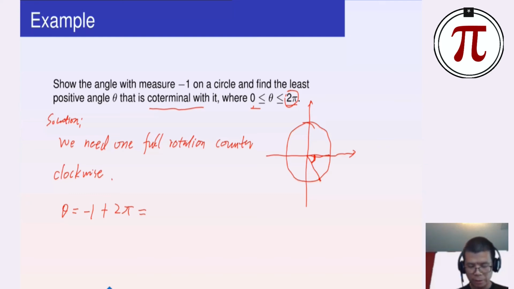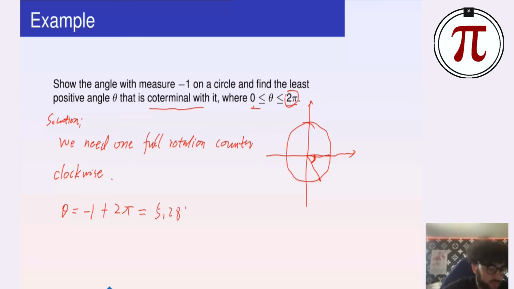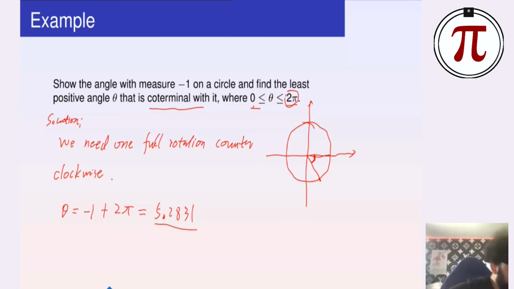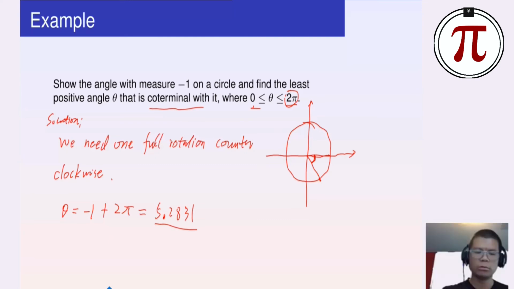Anybody can find this? A decimal, how many decimal places? 4 decimal places, if you please. 5.2831. If you round it to... No, 5.2832, sorry.